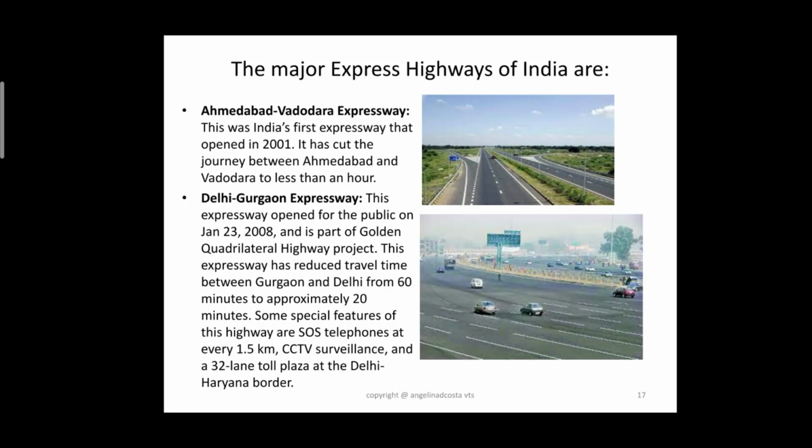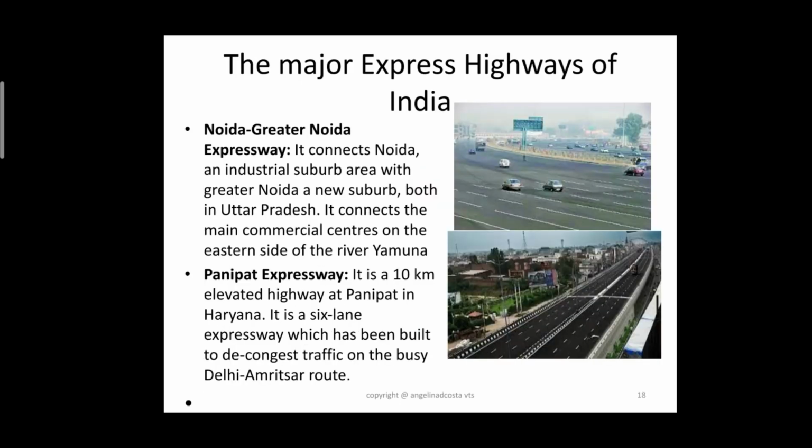at the Delhi-Haryana border. We next have the Noida-Greater Noida Expressway. It connects Noida, an industrial suburb area, with Greater Noida, a new suburb, both in Uttar Pradesh. It connects the main commercial centers, 6-lane, concrete, high-speed and tolled expressway.